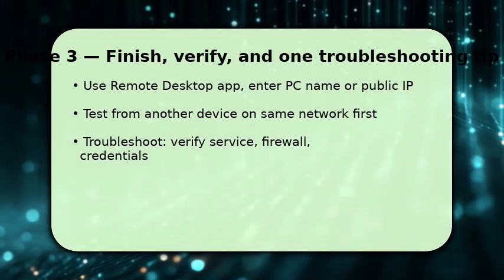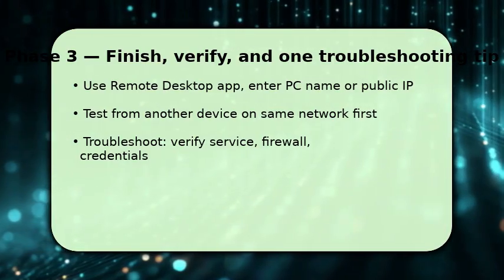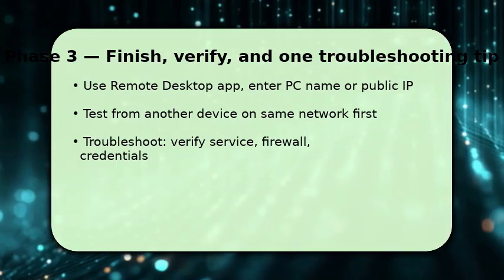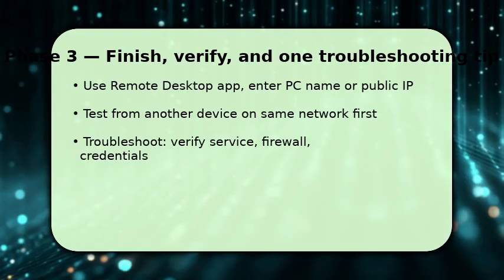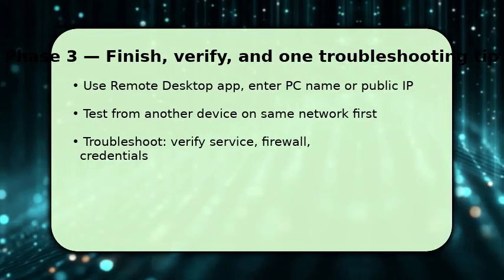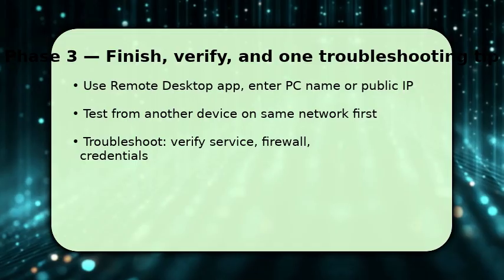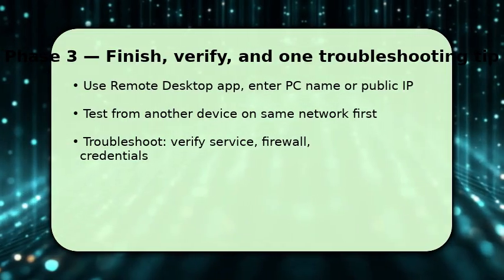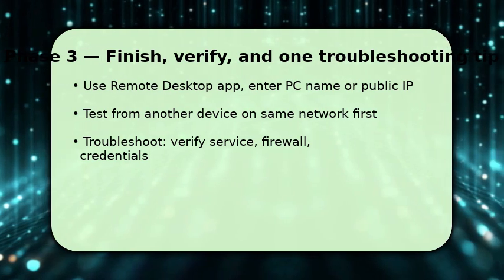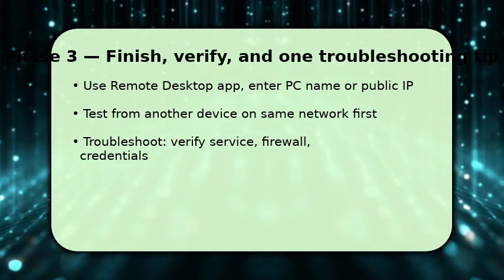If the session fails, check the remote desktop service is running, confirm firewall rules and port forwarding, and ensure network-level authentication matches client capabilities. As one key tip, if direct connections fail, set up a VPN or use Microsoft Remote Desktop Gateway. This often resolves ISP or NAT-related blocks.